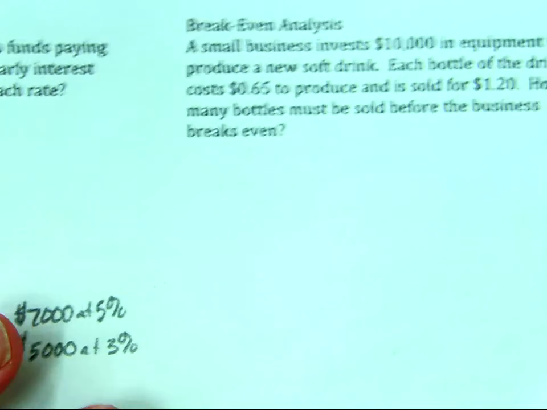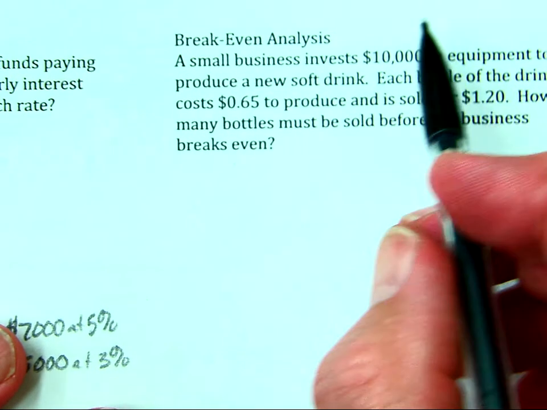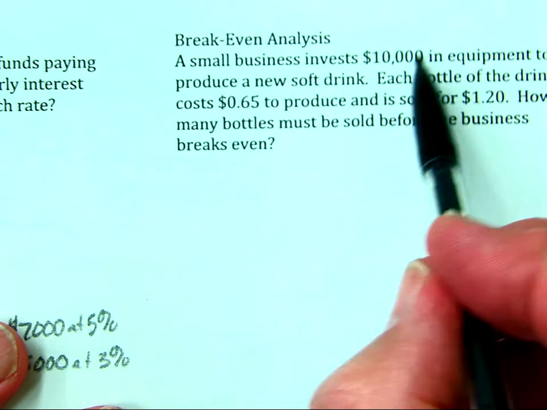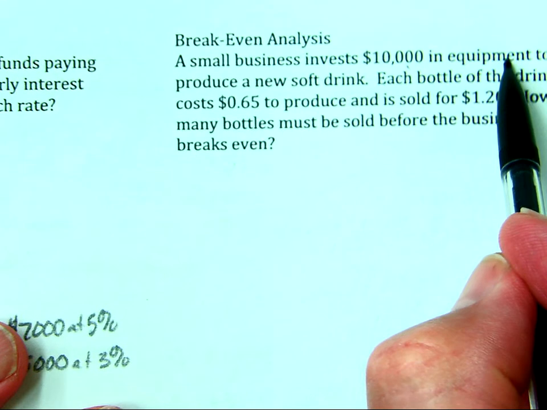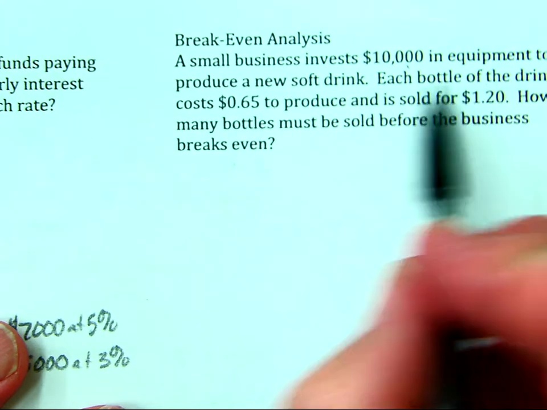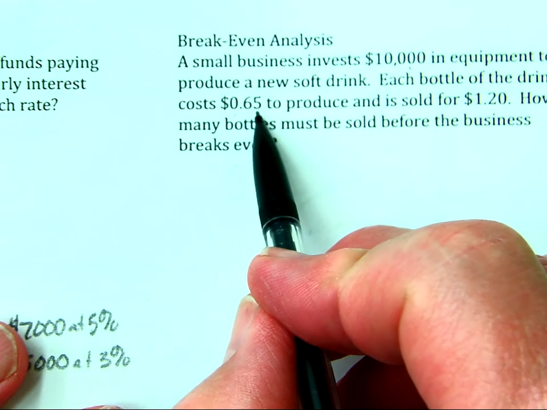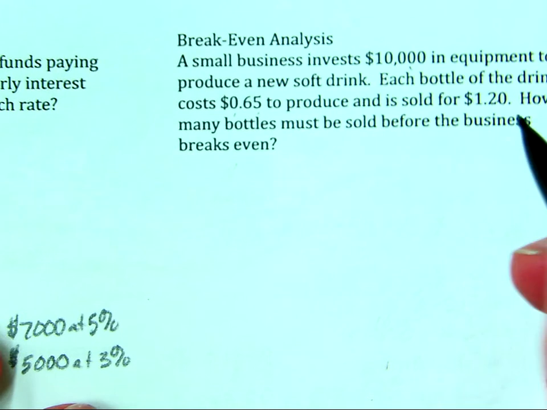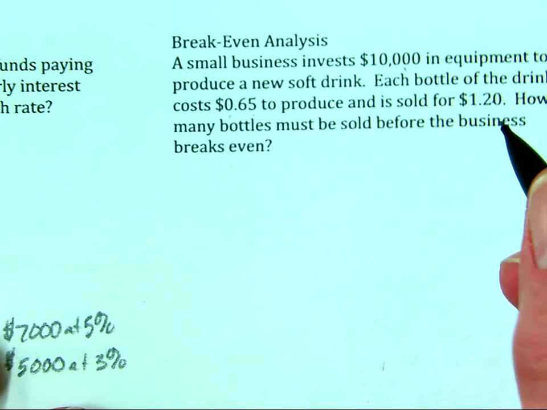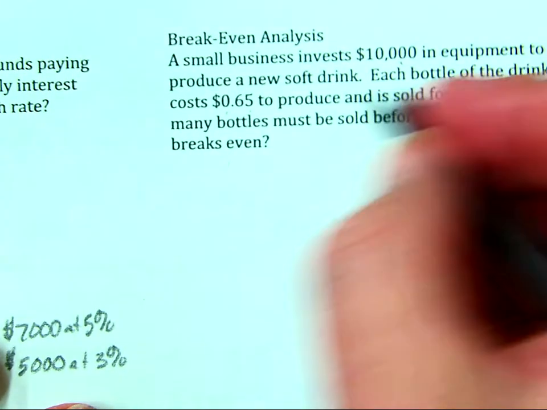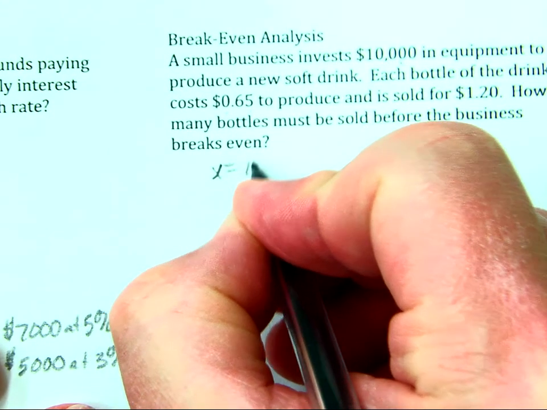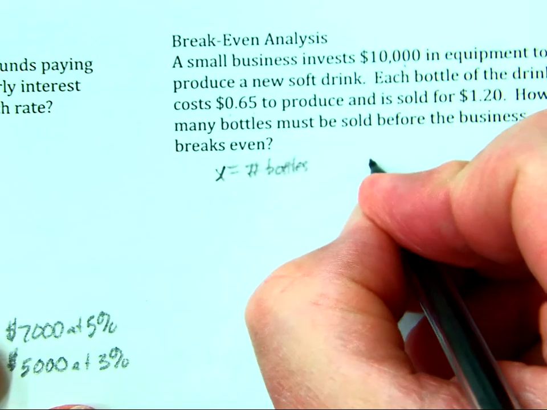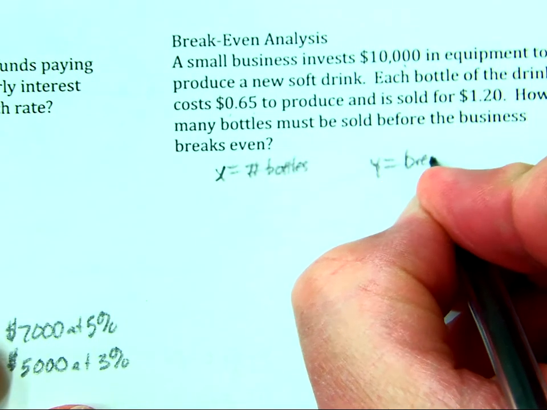This is a break-even problem. So here, you're in business, you're starting a business, you want to make a new soft drink. So you invest $10,000 in equipment. Each bottle costs you 65 cents a piece to produce, and you sell it for $1.20. We want to know how many bottles you have to sell to break even. So it says how many bottles, so let's let X be the number of bottles. Let's let Y be our break-even point.